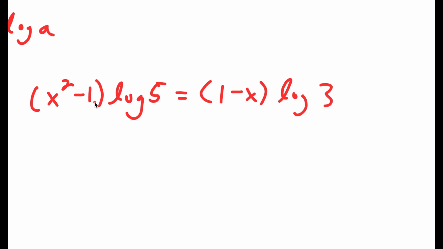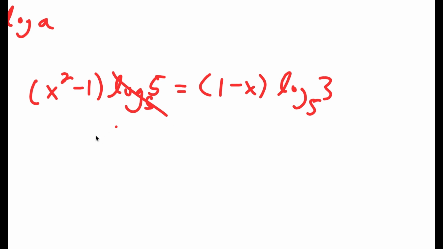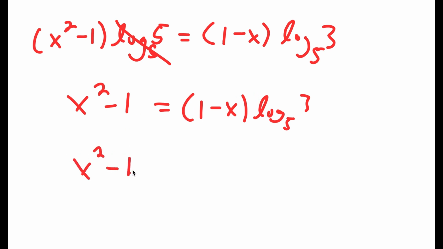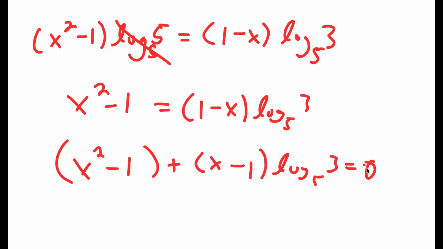And now, I'm going to divide both sides by log 5, so these cancel out to get 1. So now I have x squared minus 1 is equal to 1 minus x times log base 5 of 3. And this means that x squared minus 1 plus x minus 1 times log base 5 of 3 is equal to 0.